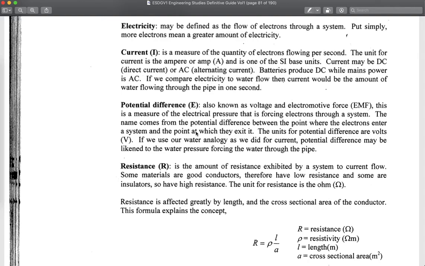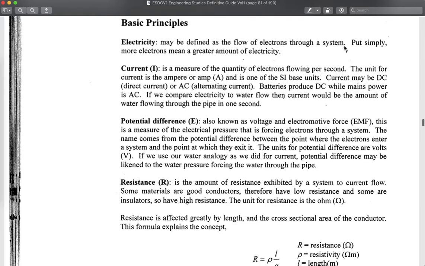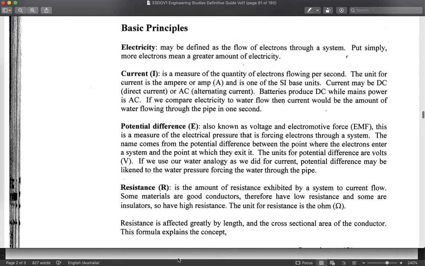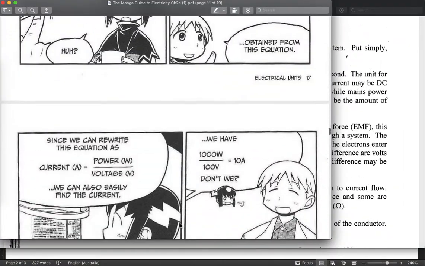Okay, so we've got current, we've got potential difference, we've got resistance. Electricity is defined as the flow of electrons through a system. We've said that it can also be other things, but typically we're going to say the flow of electrons through a system. And we remember that the current goes opposite to the direction of the flow of electrons, which it says somewhere in that manga guide to electricity. I just don't remember where. It might not be in the first chapter.